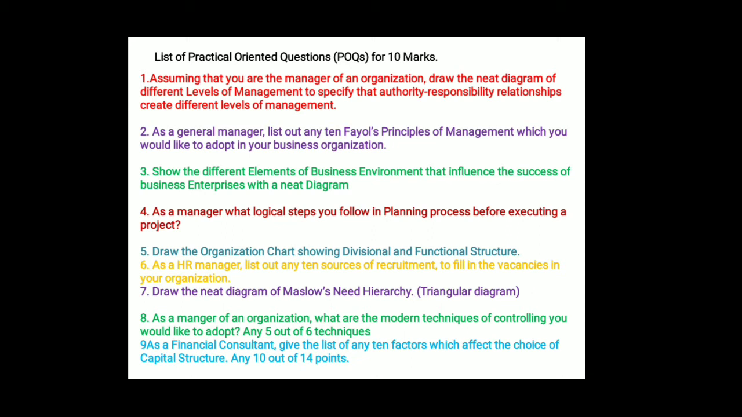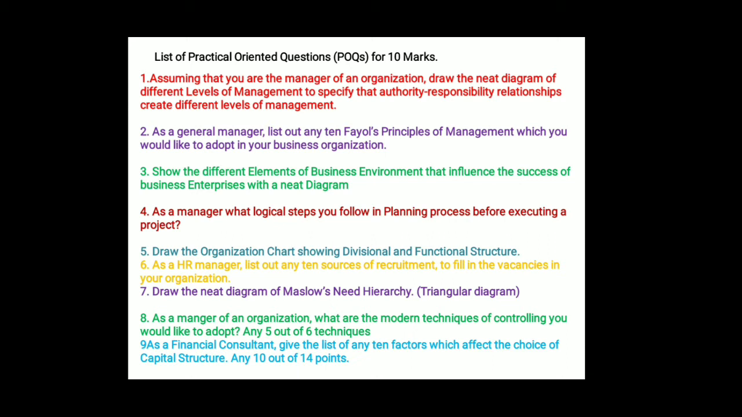Third chapter, business environment. Here the practical oriented question is: show the different elements of business environment that influence the success of a business enterprise with a neat diagram. You need to draw an oval shape diagram and split it into 5 parts. There, you should mention economic, political, socio-cultural, technological and legal environment.